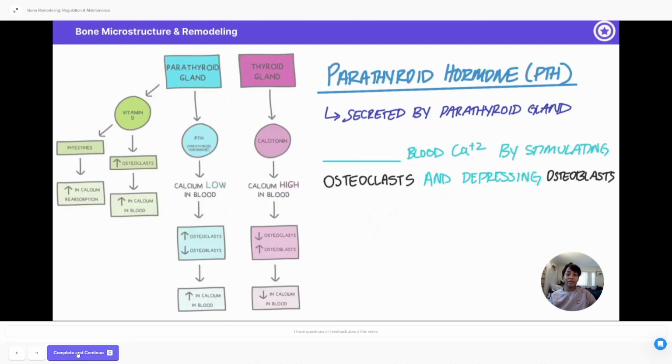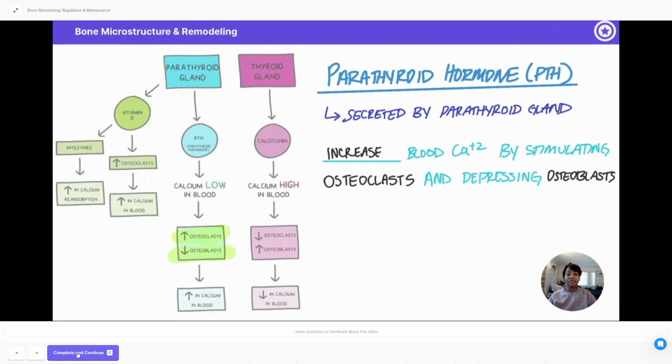So first up, we've got parathyroid hormone, or PTH, which is secreted by the parathyroid gland. Now, parathyroid hormone is going to be recruited specifically in times where there is low blood calcium. So its purpose then is to increase blood calcium levels. So let's take a closer look at the diagram here. Now, the parathyroid gland is going to secrete PTH, which is parathyroid hormone. Now, parathyroid hormone acts when calcium is low in the blood, and it serves to increase blood calcium levels by stimulating osteoclast activity and depressing osteoblast activity.